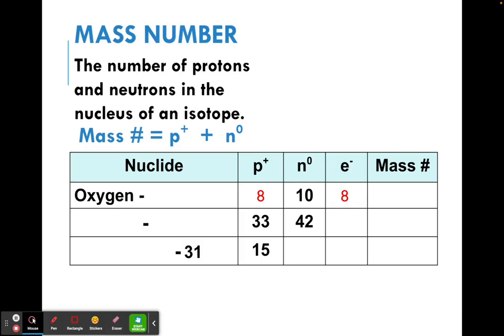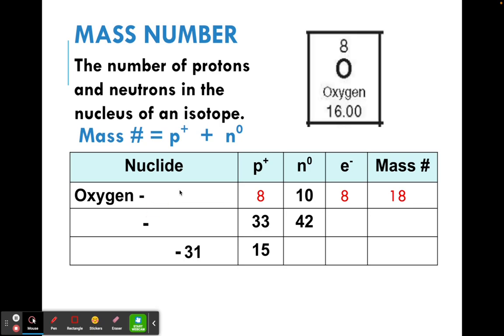But here, if there's no charge, and it doesn't look like there's a charge, we're assuming that they're neutral. So that means the number of protons and the number of electrons are going to be equal. So now that we have the number of protons and the number of neutrons, the mass number is going to be 18. And so we're going to have to write 18 over here after the dash. So 18 for the mass number. So this becomes oxygen 18. So that's the name of this isotope. So the oxygen 18 isotope.